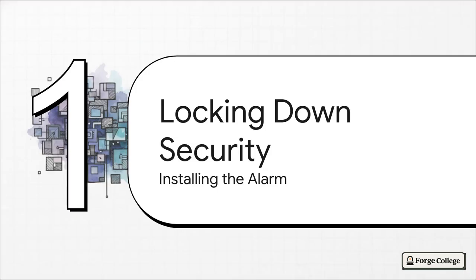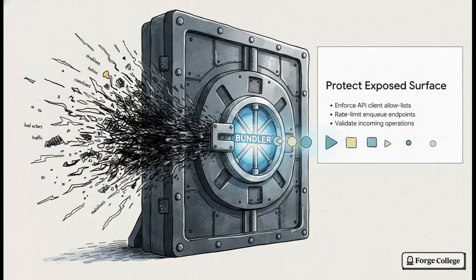Section 4, locking down queue security. Time to install the alarm system? Because let's face it, a fast engine is completely worthless if someone can just walk right up and sabotage it. We absolutely must protect our exposed surface by installing a robust security system right in the queue's critical path. We're talking enforcing API client allow lists, rate limiting our enqueue endpoints, and rigorously validating all incoming operation inputs.